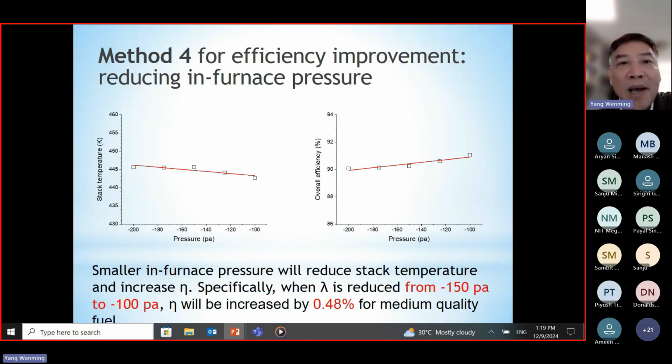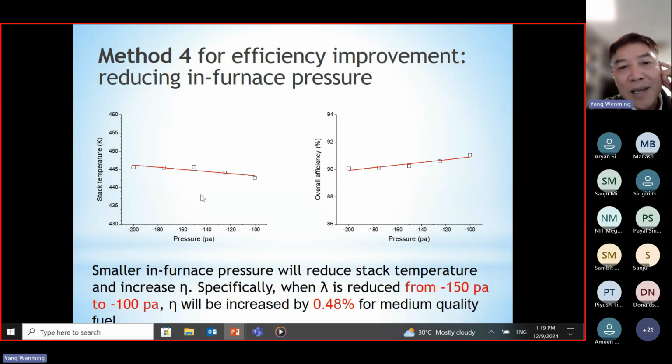The last one for efficiency improvement is reducing the in-furnace pressure. In the furnace, the pressure is negative. The pressure in the furnace is lower than the surrounding pressure, not higher. But this pressure is only very slightly lower than the outside pressure. Based on the simulation results, minus 150 is the standard design.